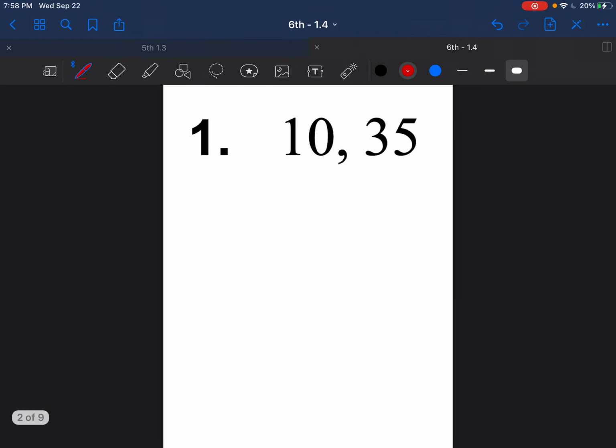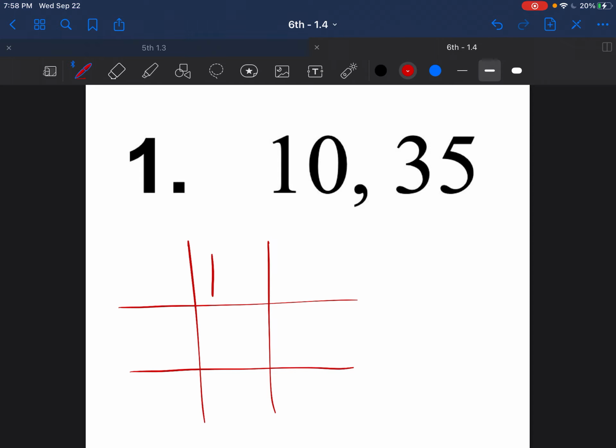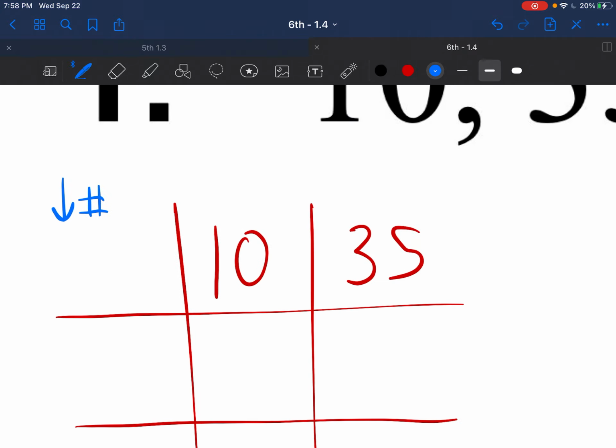All right, here we go. Make sure you copy this down. Number one, we're going to do some prime factorization, or actually tic-tac-toe method. We're going to start like this. So I'm going to draw my tic-tac-toe like this. I'm going to take my first number, I'm going to put it in here. I'm going to take my second number, I'm going to put it in here. And then in this box right here, what I'm trying to do is I want to find a number that can go into both 10 and 35.